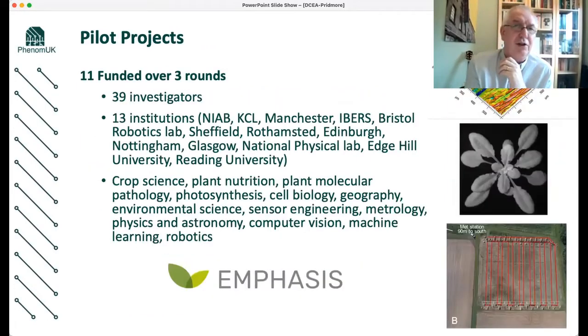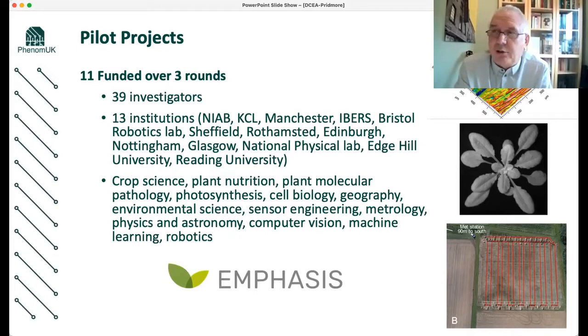Something that is unusual about Phenome UK is a large proportion of our money was given over to funding pilot projects. So we had 270 to 300,000 pounds that we could spend on projects, and we funded 11 over 3 rounds. They covered a variety of things. The disciplines listed on this slide are the ones that our investigators labeled themselves with. Okay, so in terms of bringing people together from different communities, I think we worked quite well, and we funded 13 different institutions around the country.